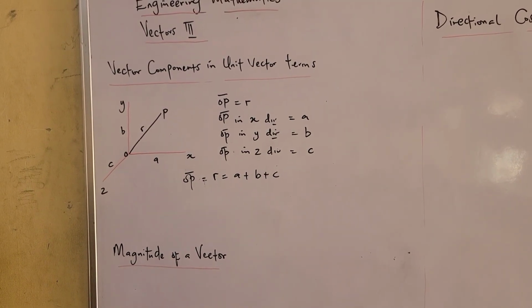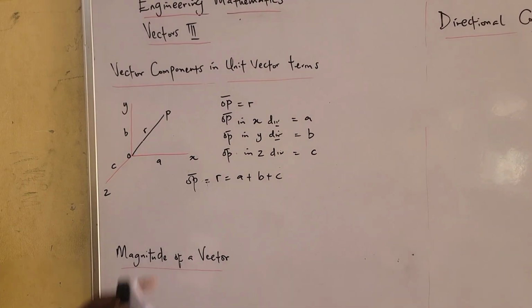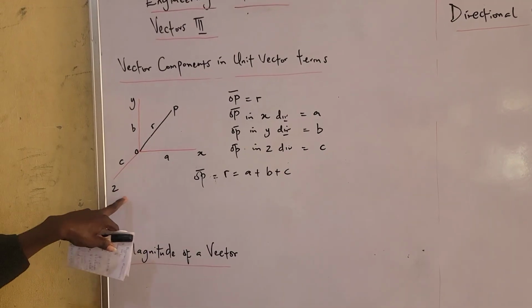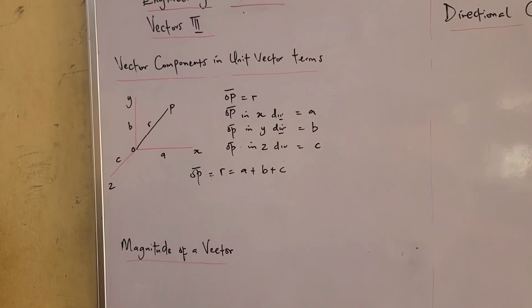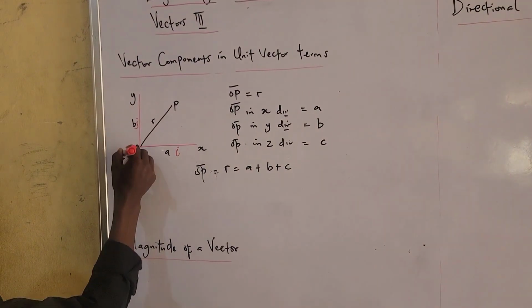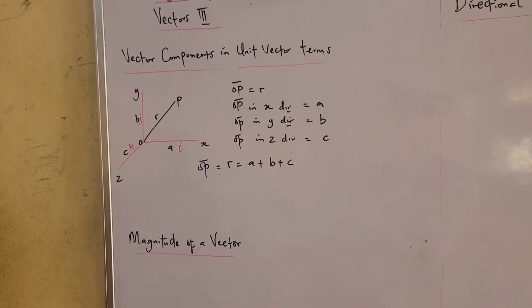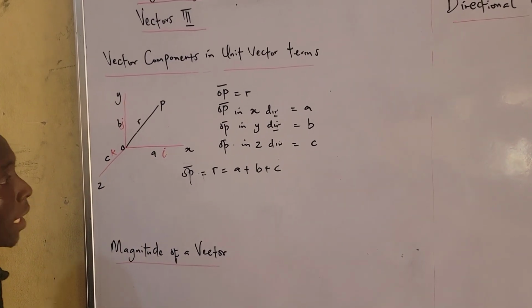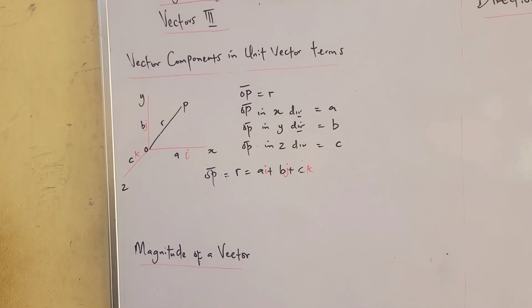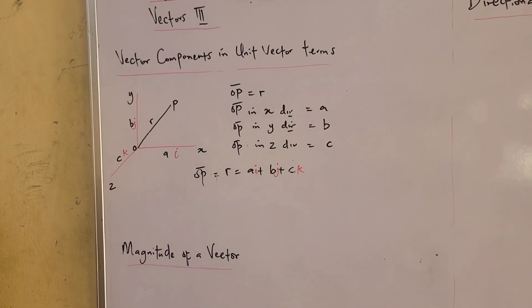As you can see, we can now include our unit vectors, which are i, j, and k. So i will be for the OX direction, j will be for the OY direction, and k will be for the OZ direction. So we have i, we have j, and we have k. Now if you want to write it in vector form, you can have it as Ai plus Bj plus Ck. So this is vector components in unit vector terms. This is the basic explanation for that.